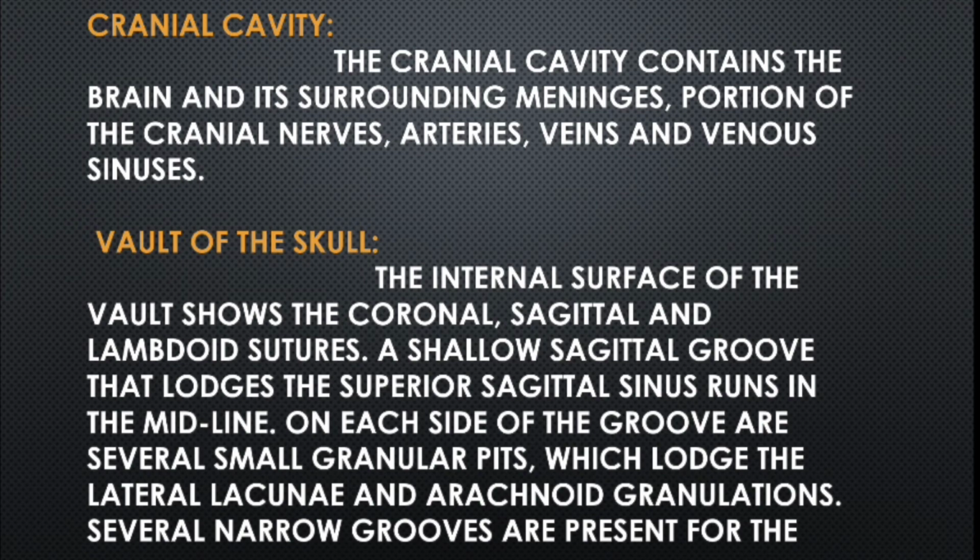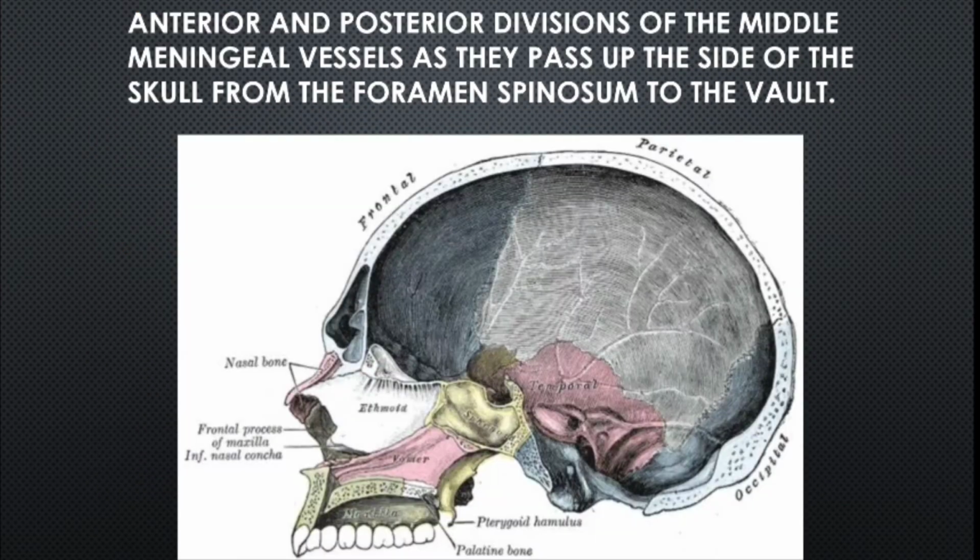On each side of the groove are several small granular pits, which lodge the lateral lacunae and the arachnoid granulations. Several narrow grooves are present for the anterior and posterior divisions of the middle meningeal vessels as they pass up the side of the skull from the foramen spinosum to the vault. In the diagram, you can see this is the vault of the skull.